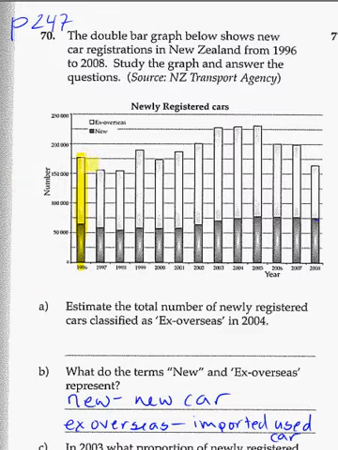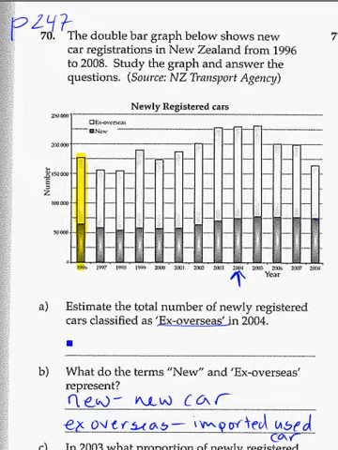So if we want to find out how many of them are X overseas, we have to take the total minus the new to figure out what it is. So if we look at an example here, estimate the total number of newly registered cars classified as X overseas in 2004. So we'll look at 2004. So we want X overseas, that's the white part. So let's find the total amount.